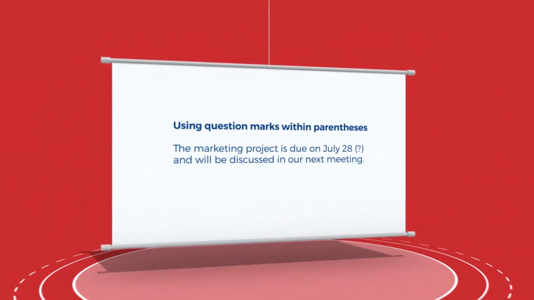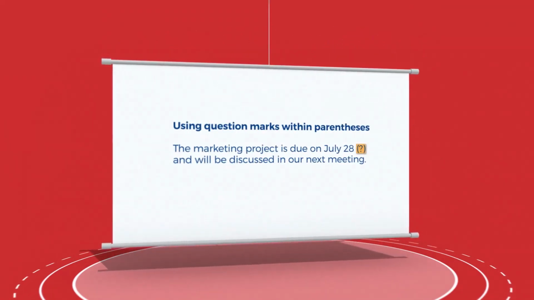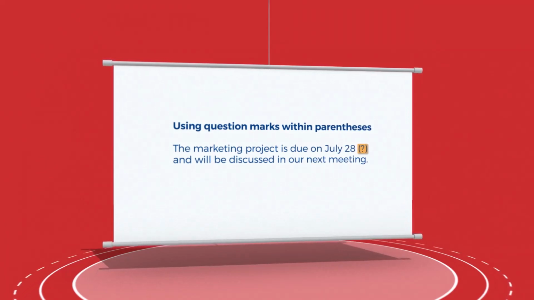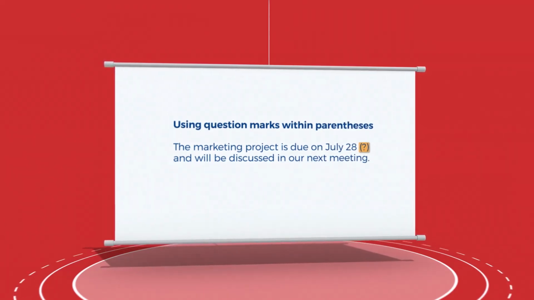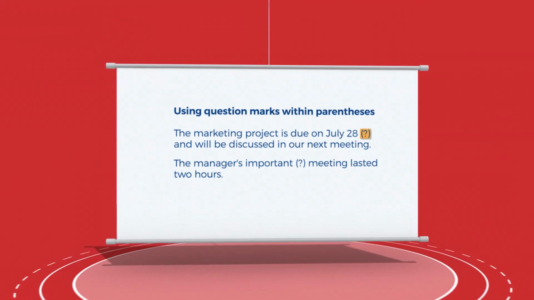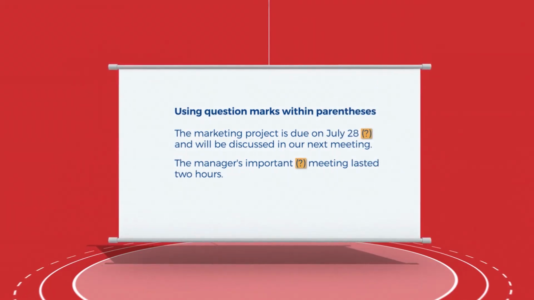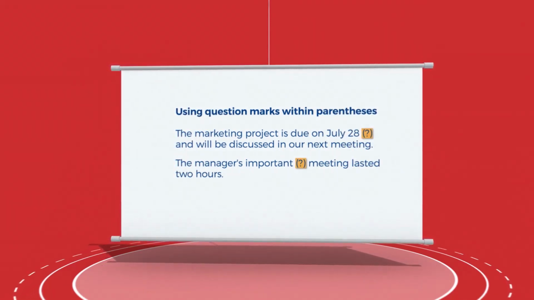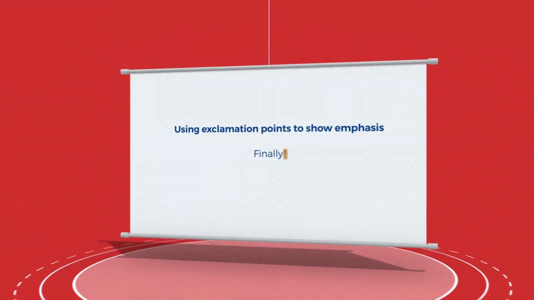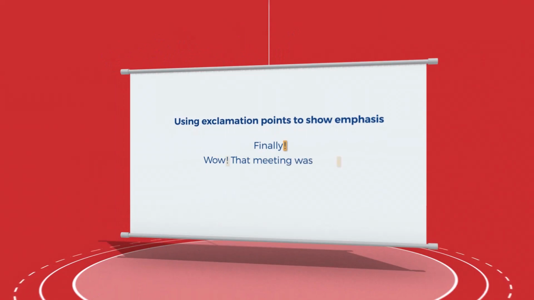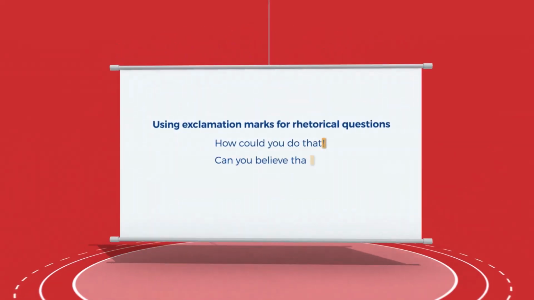Question marks can be used within parentheses to indicate doubt about the correctness of a number, date, or other fact. This can also be used to express sarcasm or irony, but this is generally discouraged in business writing. And finally, exclamation points. Exclamation points are typically used after interjections or exclamations to show emphasis or strong feelings. And they can be used for a rhetorical question that's essentially an exclamation.